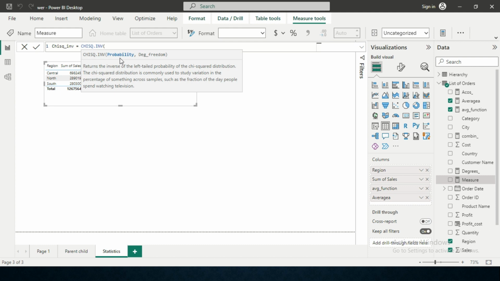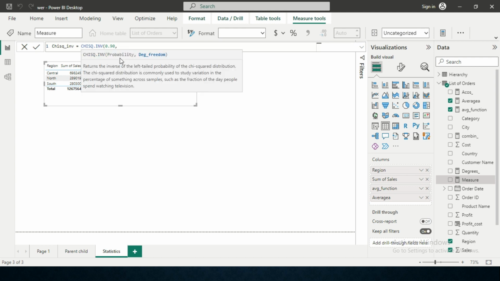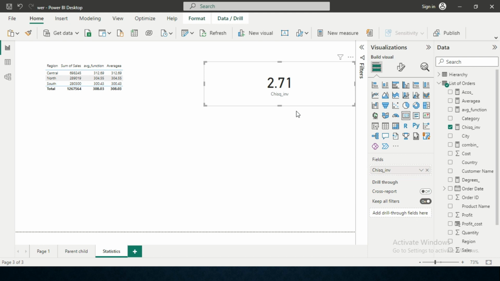So the probability, I am giving it as 0.90. Let's say we are wasting our time instead of watching television, now we are watching our mobile phones to waste our time. So I am going to give the degree of freedom as 1. Closing the bracket and hit enter. You will get the chi-square inverse value displayed over here. Let's see what our answer is, which is 2.71, the chi-square inverse value. This is how the CHISQ.INV function works.